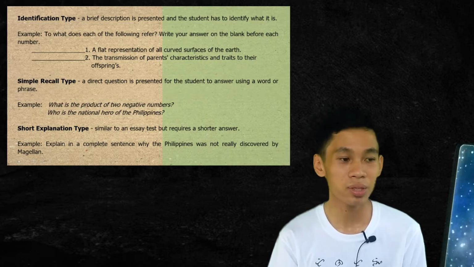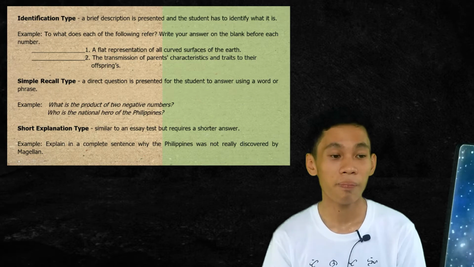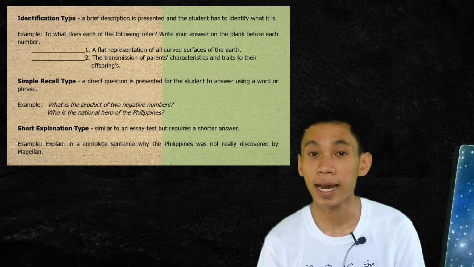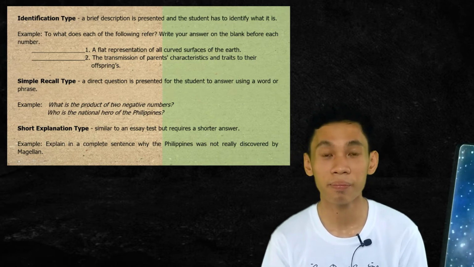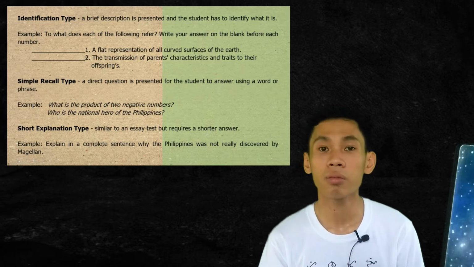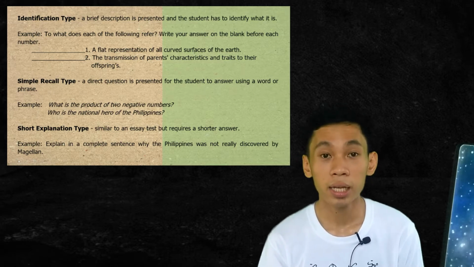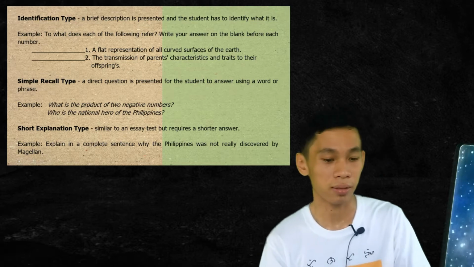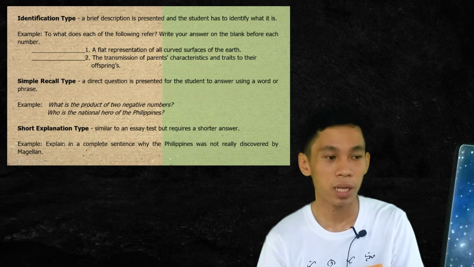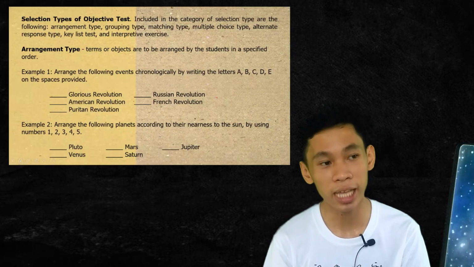Okay, so sasagot si student dito sa tanong na to pero kailangan niya lang iksian. Okay, direct yung kanyang pagsagot. Hindi niya na kailangan gumawa ng introduction, hindi na kailangan ng conclusion. Direct to the point na dapat siyang sumagot. Okay? Short explanation type. Moving on to other type of objective tests, we have the selection type.